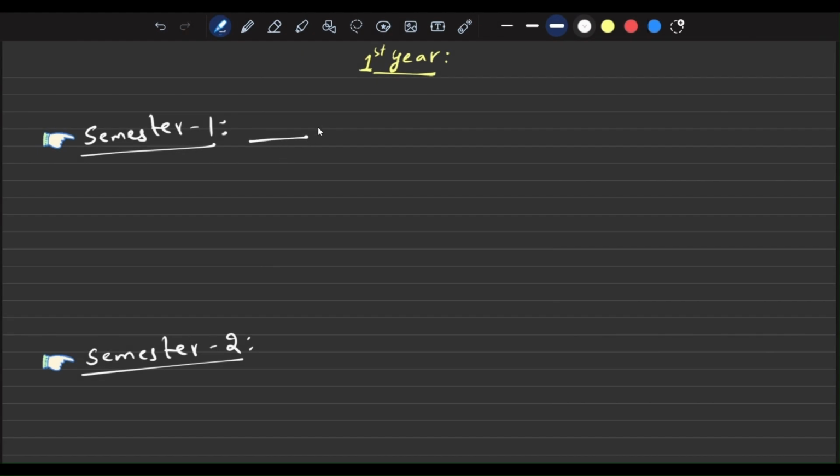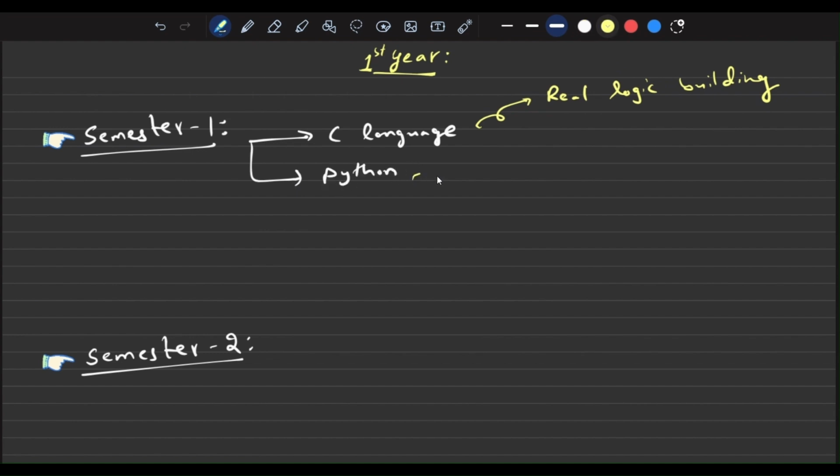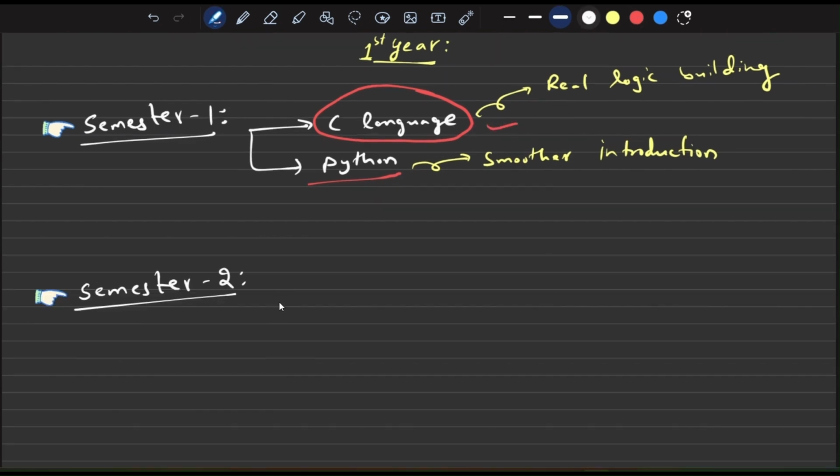In your first semester, start with C language. It's great for real logic building. Alongside, you can try Python if you need a smoother introduction. But my personal suggestion is to start with C language, because Python has built-in functions, but C language does not have them.